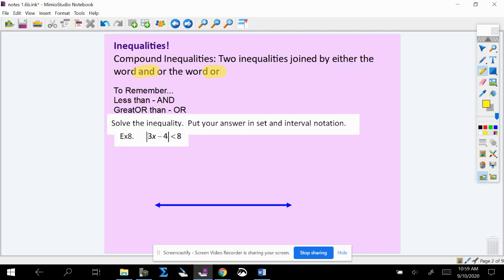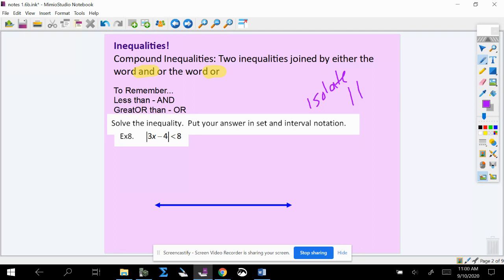If it has a greater than sign, I think of the word greater and kind of say greater, then we are going to use it as an or. I'm going to save that for the next video. Let's start with the less than. So if you have an absolute value and a less than, your first step for all of these is to make sure you isolate the absolute value.